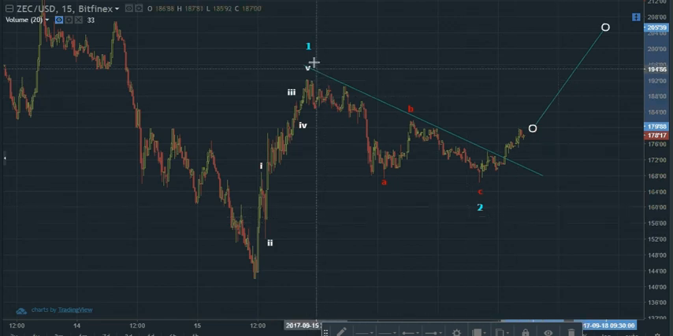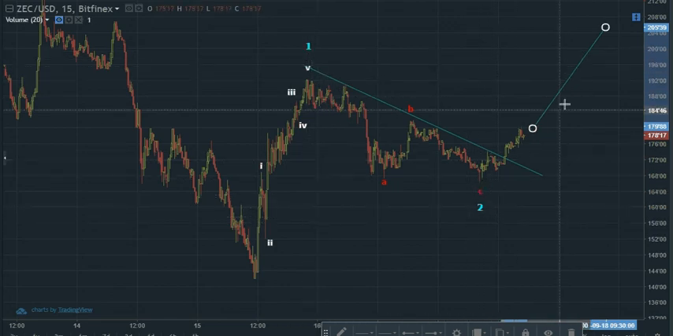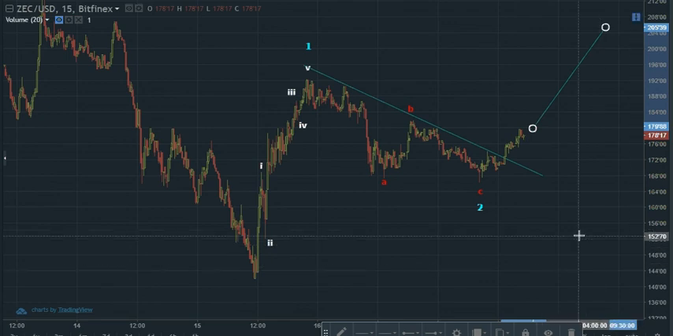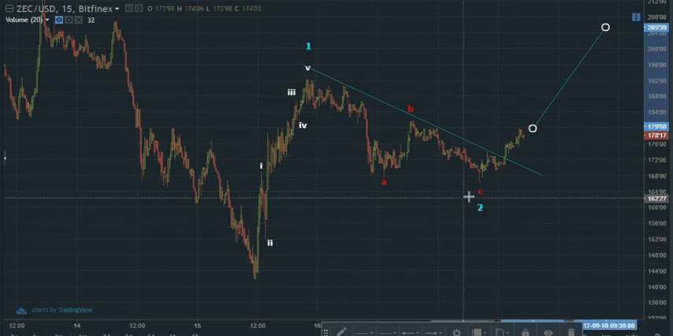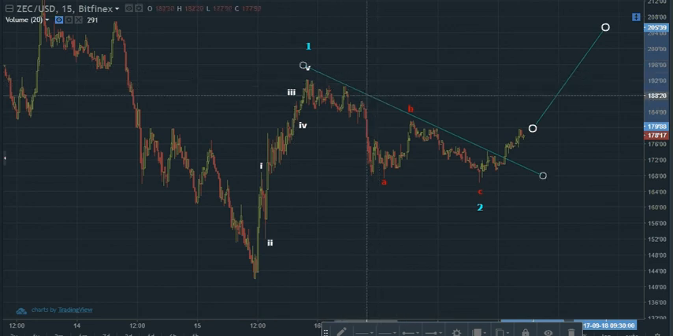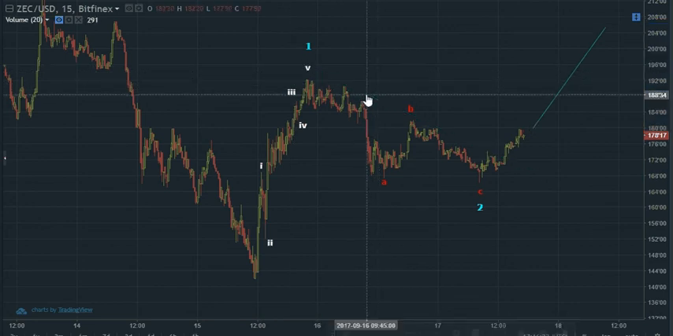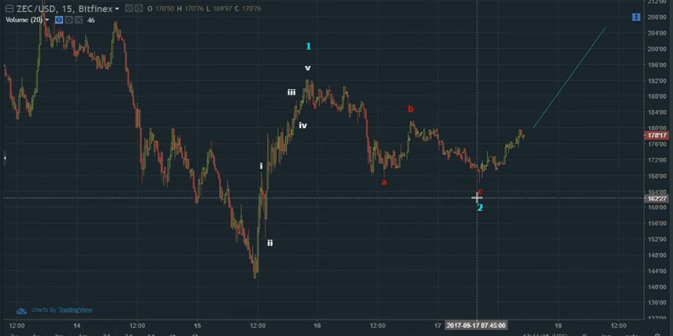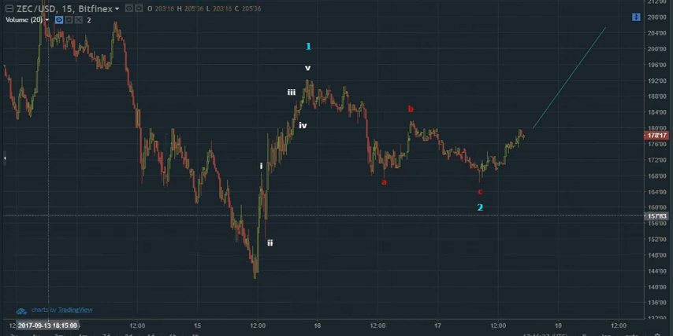Someone might say, well, if this is 1, it could be A, B, and C for an expanded. Possible. But the form of that, the size of an expanded compared to the size and form fit of the wave 1 would be misplaced, mismatched. So I wouldn't put that as a high level probable for now. Okay, enjoy.